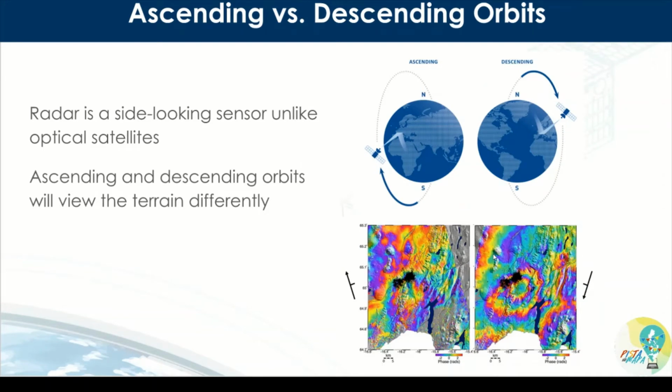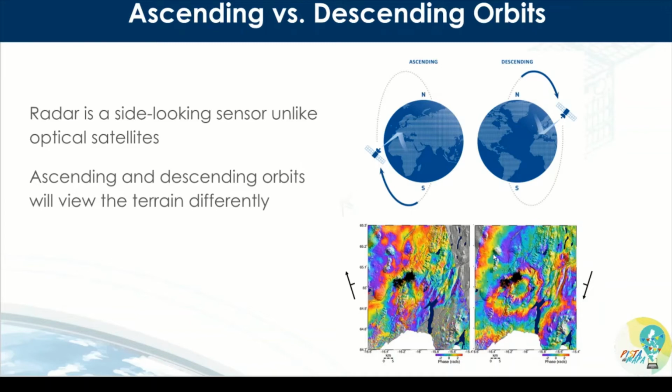Another important feature is when you're looking at radar data, you often see this feature name in the metadata called the direction of the pass. So there's ascending and descending. This can actually really affect your data because radar is a side-looking sensor.